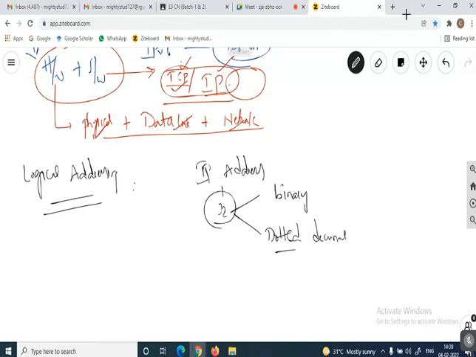We already know the format of the IP address, that is 162.12 something dot something dot something dot, like that. That is nothing but the dotted decimal representation.